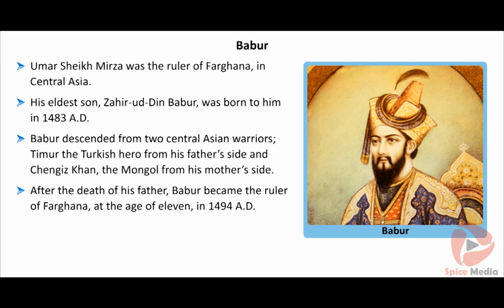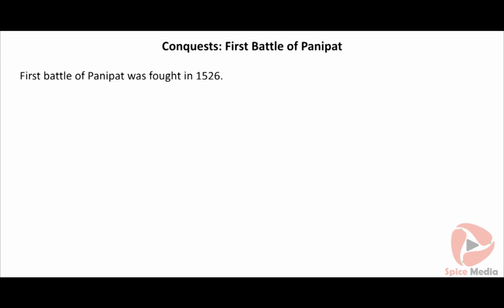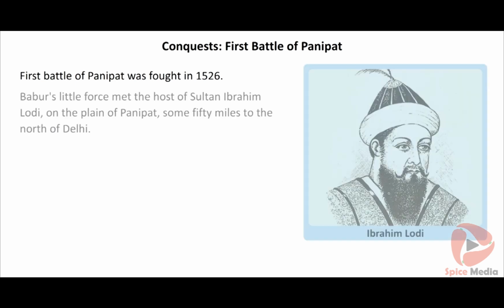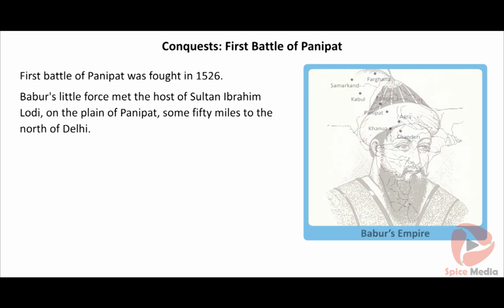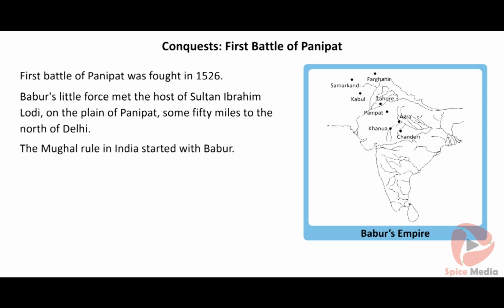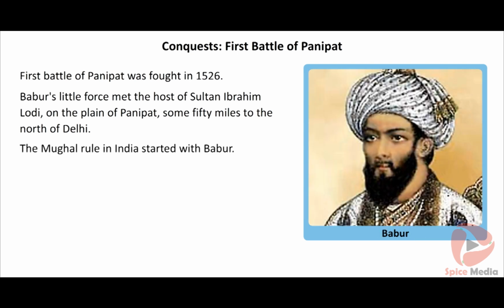in 1494 AD. Babur, the Mughal emperor, invaded India in 1526 AD and defeated Ibrahim Lodi, the Delhi Sultan, in the First Battle of Panipat. The Mughal rule in India started with Babur. Babur lost his kingdom in Central Asia and came to Kabul and established a new kingdom, from where he proceeded to India.